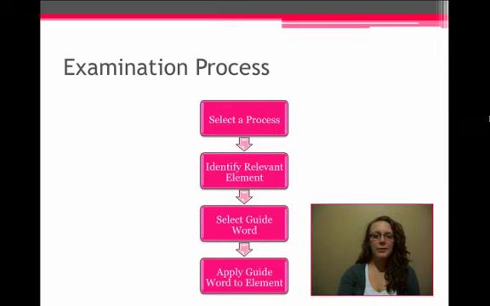Once you have been hired by a company to analyze a specific process, your job is to identify all of the relevant elements. For example, in an industrial laundromat, one major element is cleaning agent or detergent. Now that you have identified an element, you can go on to identify all the relevant guidewords that can be applied.